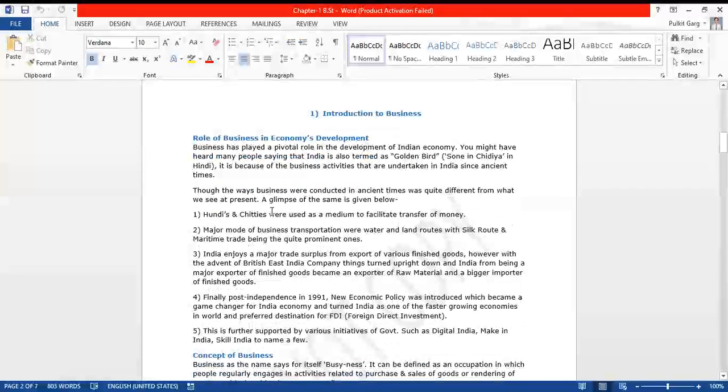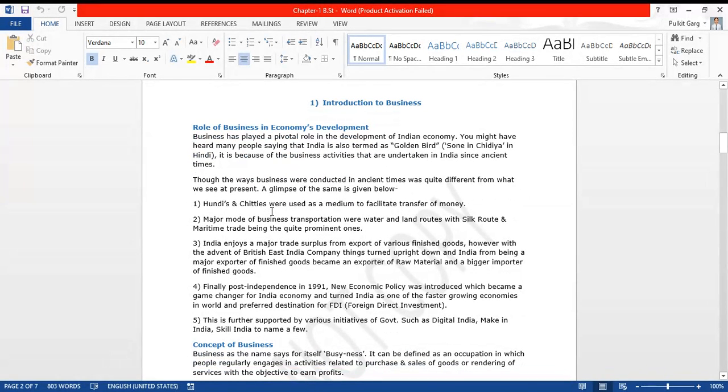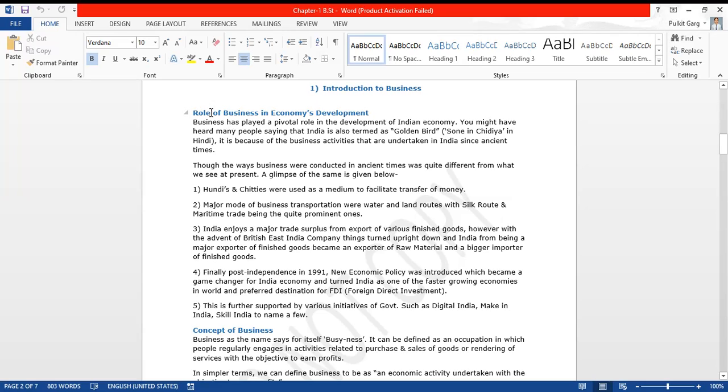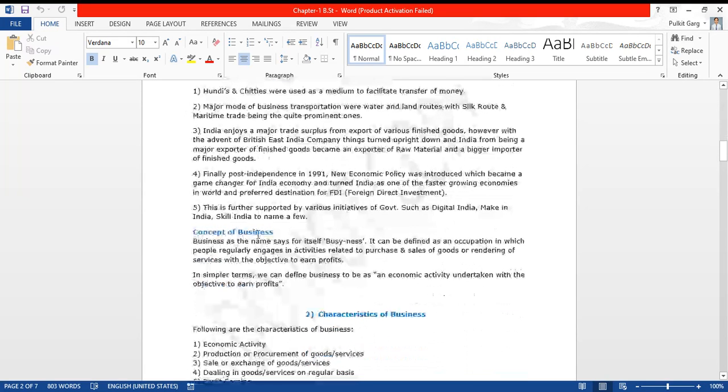So let us start with the first topic, which is the introduction to business, which has two parts. One is the concept of business, and the second one is the role of business in the development of India's economy. Before starting with the role of business, let us first understand what business actually is.